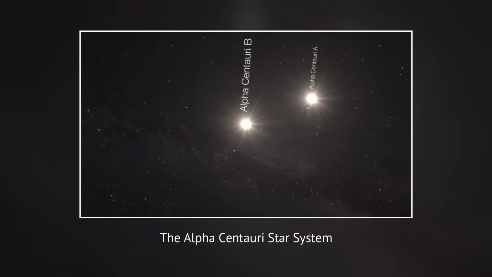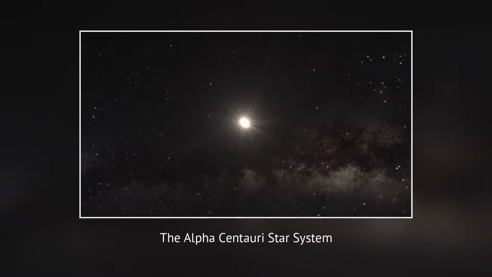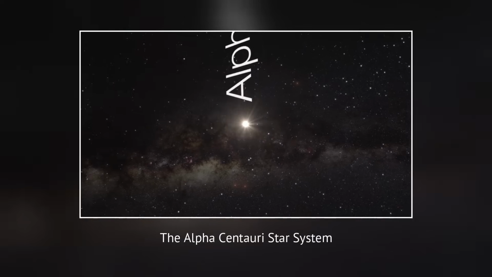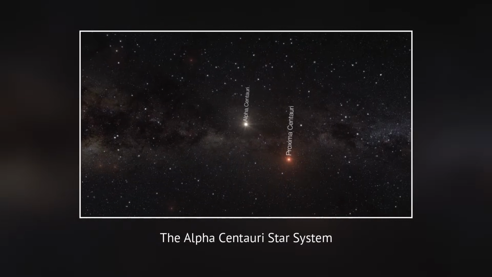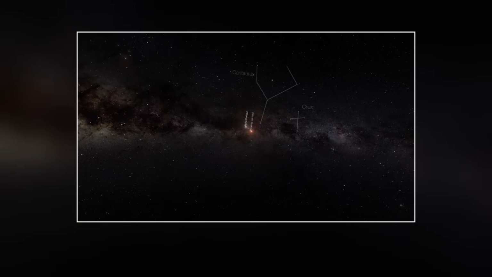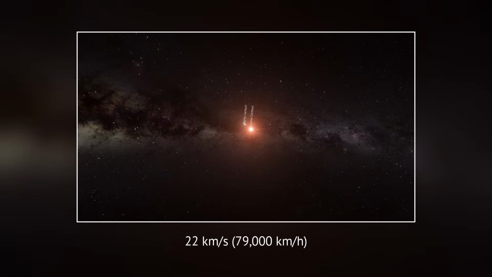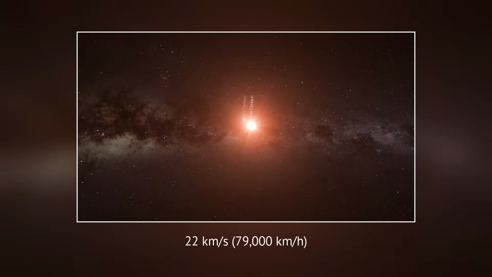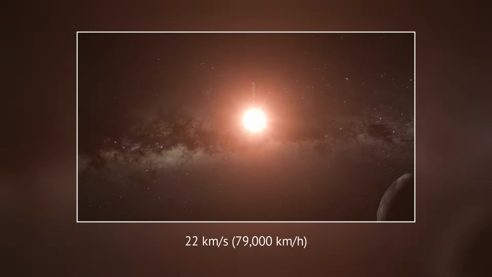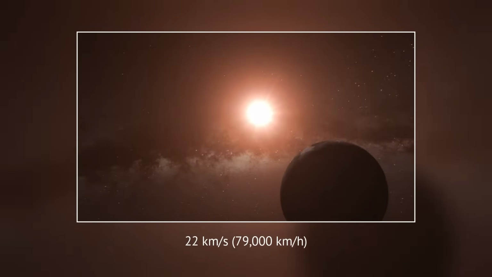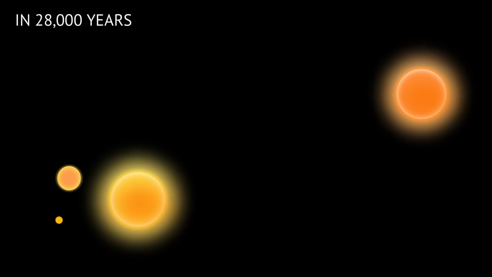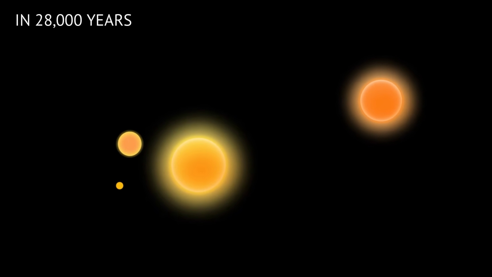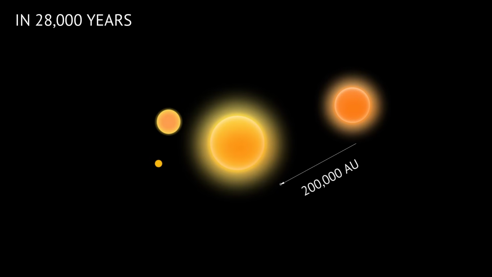The Alpha Centauri star system consists of three stars, Alpha Centauri A and B, locked in a binary dance, and Proxima Centauri, a faint red dwarf. This entire system is moving toward us at a speed of 22 kilometers per second, or about 79,000 kilometers per hour, making it an ideal subject for studying how material travels between solar systems. In roughly 28,000 years, Alpha Centauri will reach its closest approach to us, about 200,000 astronomical units from the Sun.